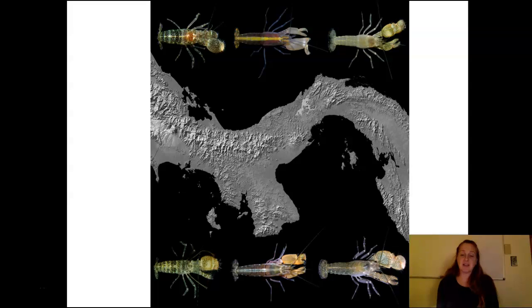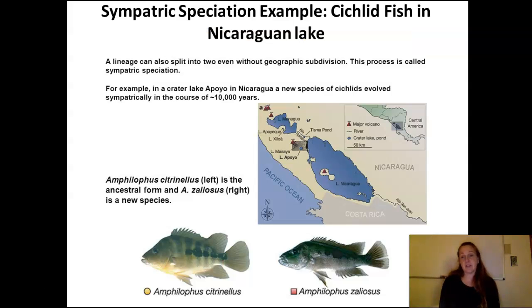Another example is of the snapping shrimp. They have experienced sympatric speciation as well, and we're seeing some pretty dramatic phenotype differences. And then these cichlid fish who live in the same lake in Nicaragua. And we can see the two pictures of the fish down on the bottom, that they develop some very different phenotypes. They're looking very different from one another in response to gene changes, in response to this sympatric speciation, because they're living in the same environment.